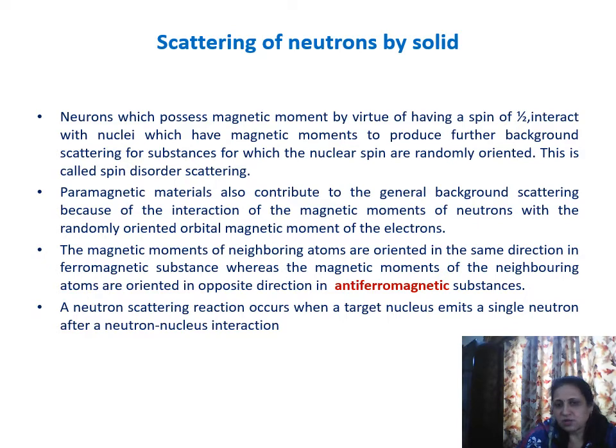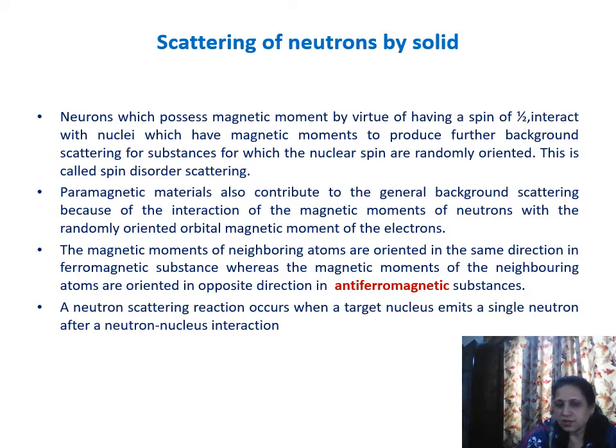Paramagnetic materials also contribute to the general background scattering because of the interaction of the magnetic moment of neutrons with the randomly oriented orbital magnetic moment of the electrons. The magnetic moments of the neighboring atoms are oriented in the same direction in ferromagnetic substances, whereas the magnetic moments of the neighboring atoms are oriented in opposite directions in antiferromagnetic substances.